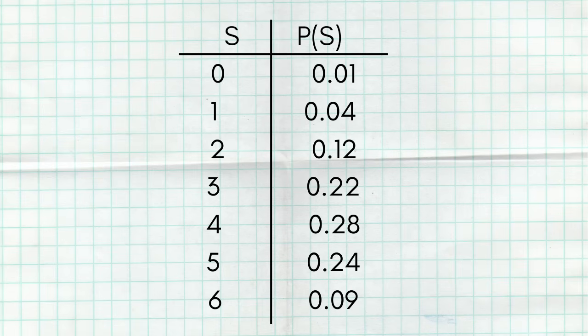So in total, we find the probability of getting 0 points is 0.01. The probability of getting 1 point is 0.04. The probability of getting 2 points is 0.12. The probability of getting 3 points is 0.22. The probability of getting 4 points is 0.28. The probability of getting 5 points is 0.24. And the probability of getting 6 points is 0.09. And if you add all this together, guess what? You get 1, or as a percentage, 100%, which means we did our work correct.